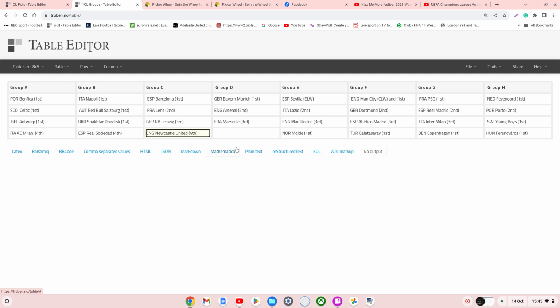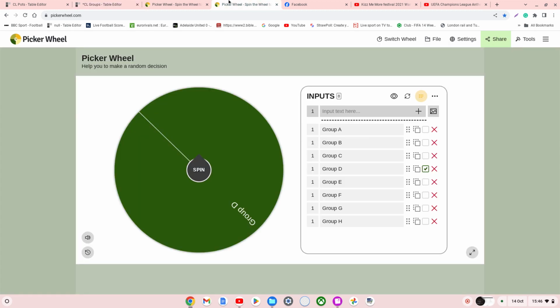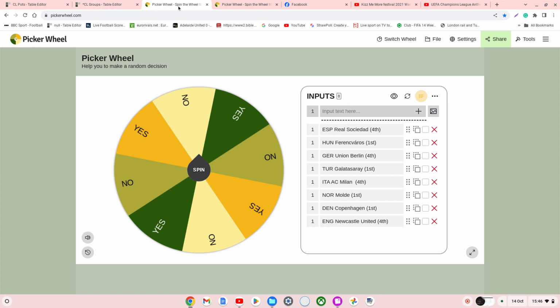So Bayern Munich, Borussia Dortmund, and RB Leipzig, they can't be on the left hand side anyway, and they can't be in Group D because of Bayern Munich. Somebody on that right hand side has to be replaced. All four of them can be replaced. One of the teams on the right has to be replaced. Is it going to be Molde, Galatasaray, Copenhagen, or Ferencváros? One of those four teams has to be replaced.